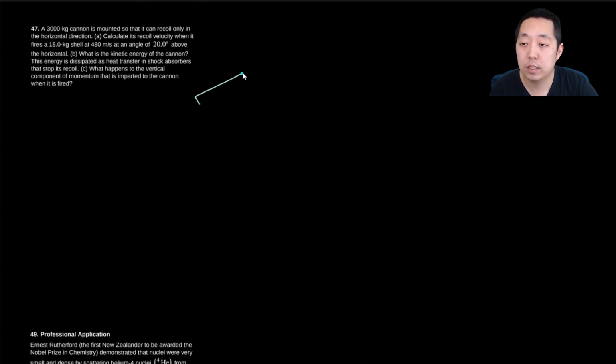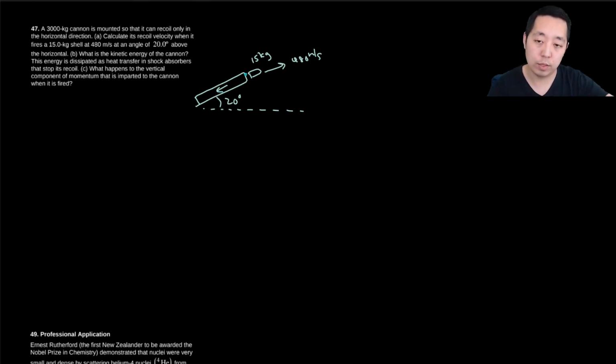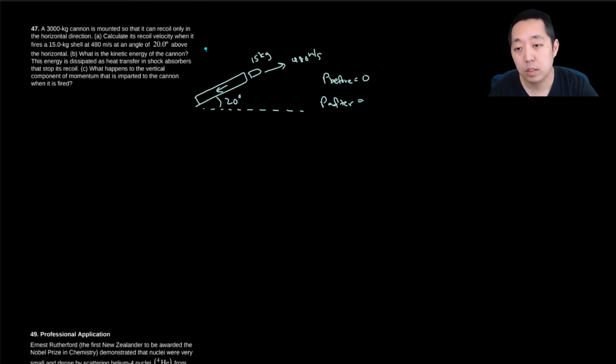So I have a cannon firing a shell that's 15 kilograms at 480 meters per second at an angle of 20 degrees above the horizontal. Okay, so I want to know what the recoil velocity is. There's going to be some velocity here, because together as a system, it had no velocity, and then we launched this out with some momentum. So the P before is equal to 0. The P after, if I say this is the X and the Y direction, along this incline, that means the recoil velocity is going to be downward, equal and opposite, basically, to make sure that it's 0, right?